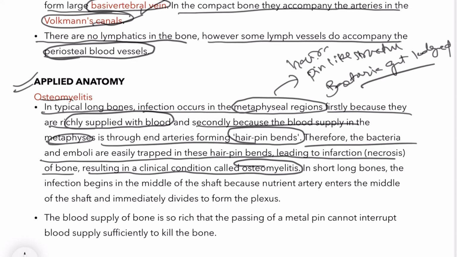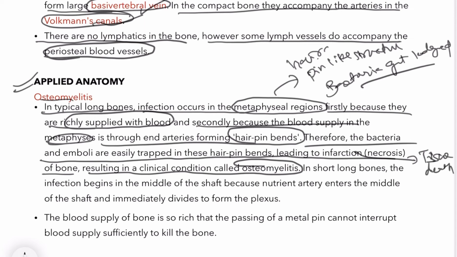One is the hairpin bends and another is the rich supply of blood, and thus they lead to infection, that is tissue death.